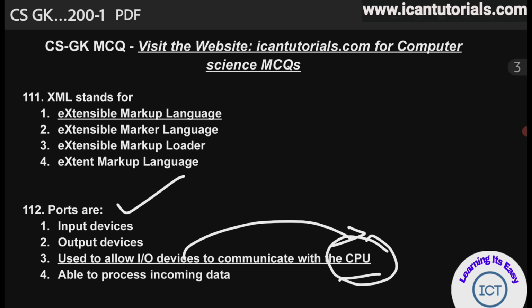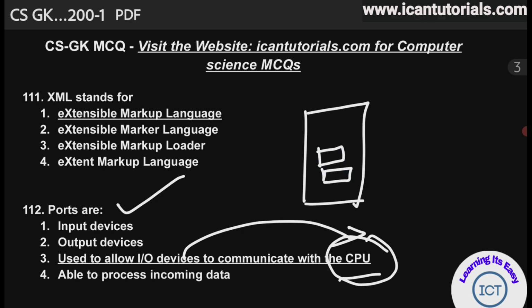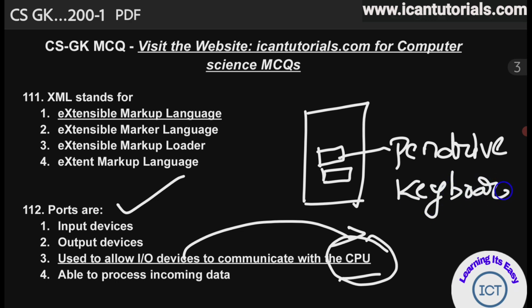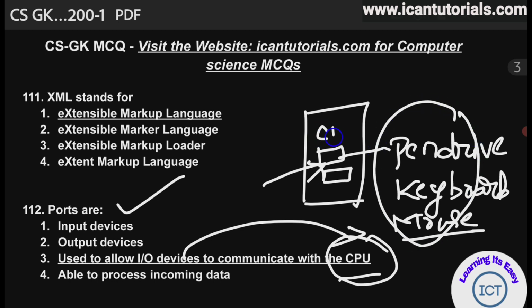In your CPU, when you see the CPU cabin like this, there are so many ports on the cabin, where you will place your pen drives. You can place the pen drive, or you can place your keyboards or mouse. We can insert so many devices. These devices will be inserted into those ports. So these ports help to communicate all these IO devices with the CPU.